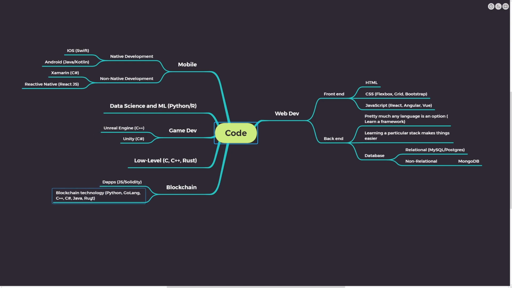And then when it comes to blockchain technology, that could be anything from coding the underlying blockchain networks, cryptocurrencies, any kind of technology that leverages blockchain. Now this is more lower level, but yeah, this is definitely high in demand. Python, Golang, C++, C#, Java, Rust are really good for this sort of stuff.